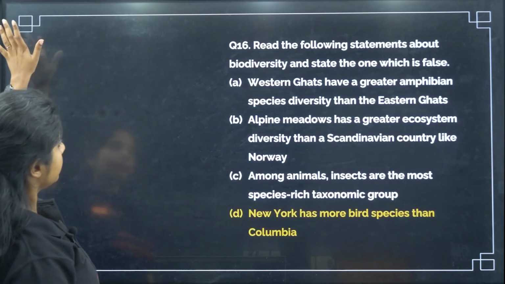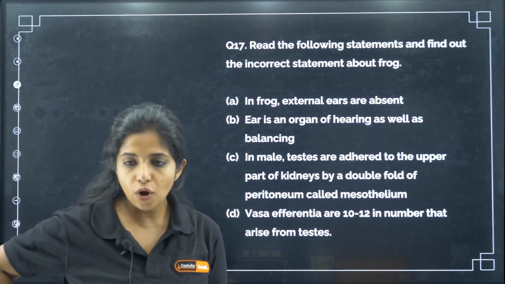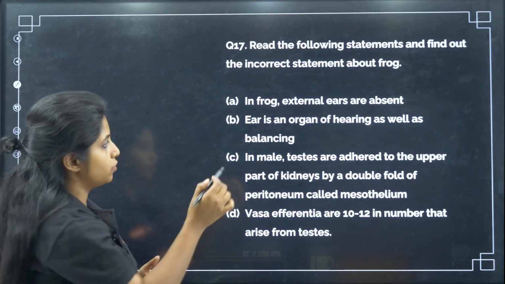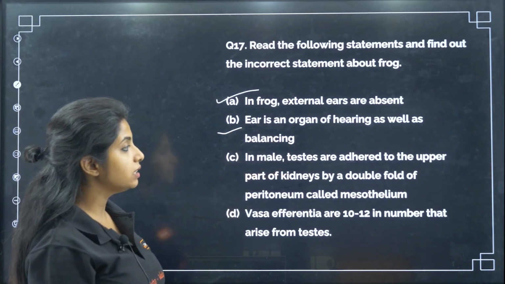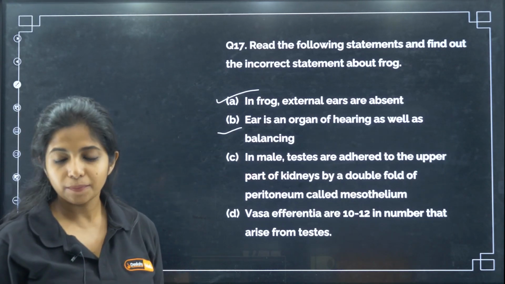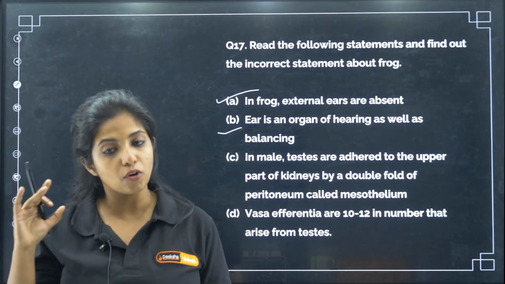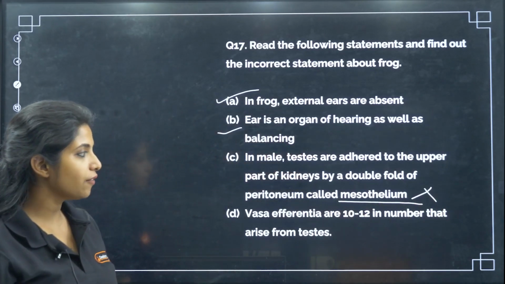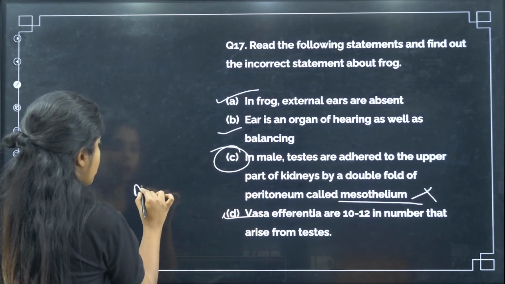Please remember. Okay. Next, read the following statements and find out the incorrect statement about frog. In frog, external ears are absent. Yes, the external ears are represented by the tympanum, my dear children. Tympanum, that is the eardrum. So that is correct. Ear is an organ of hearing as well as balancing. In males, testes are adhered to the upper part of kidneys by a double fold of peritoneum called mesothelium. Wrong. It is known as mesorchium. Please see, this is wrong. It is not mesothelium. Now, vasa efferentia 10 to 12 in number that arise from testes. That is correct, but this is wrong because it should be what?